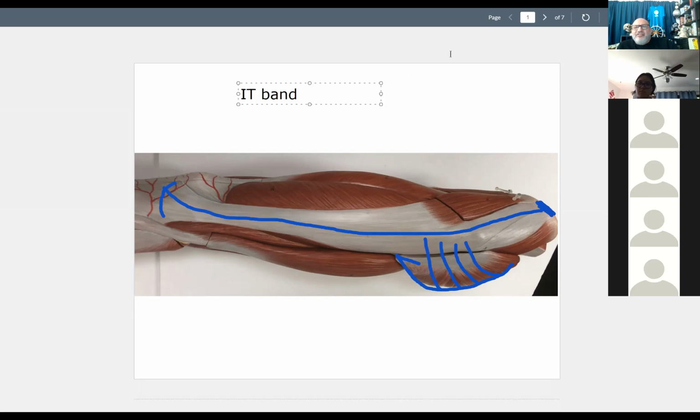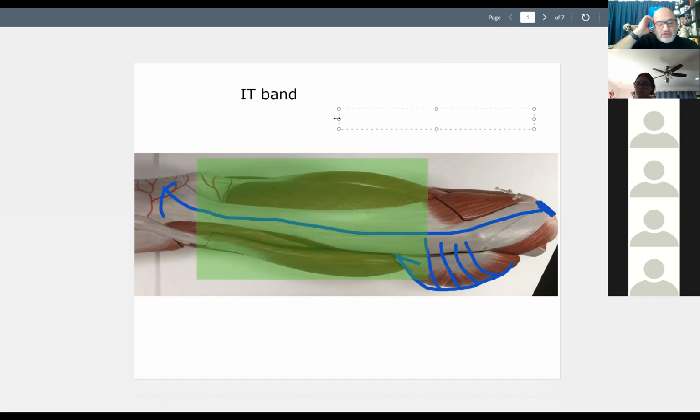If you've ever talked to a runner or an athlete who has problems with their IT band, this is what they're talking about. There is a thick, fibrous connective tissue fascia that covers the entire thigh region. So this big thigh region is covered by a big, huge connective tissue sheath called the fascia lata.